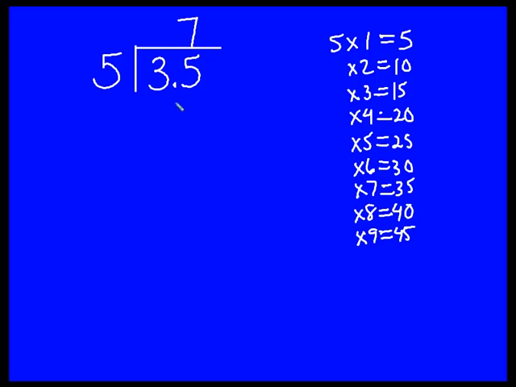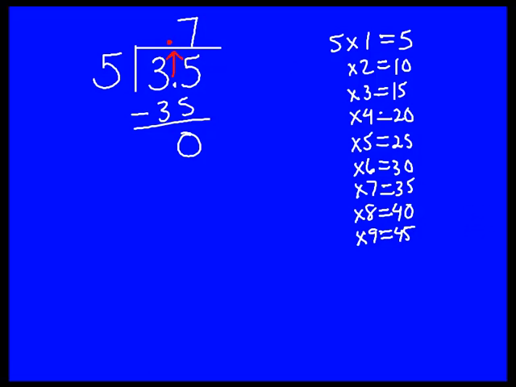So 7 times 5 is 35. Subtract. I have 0. There's nothing to bring down. So I just did the traditional algorithm without worrying about that decimal at all whatsoever. So now I'm just going to move the decimal straight up and place it into my quotient, my answer. So my answer for this problem is 0.7.